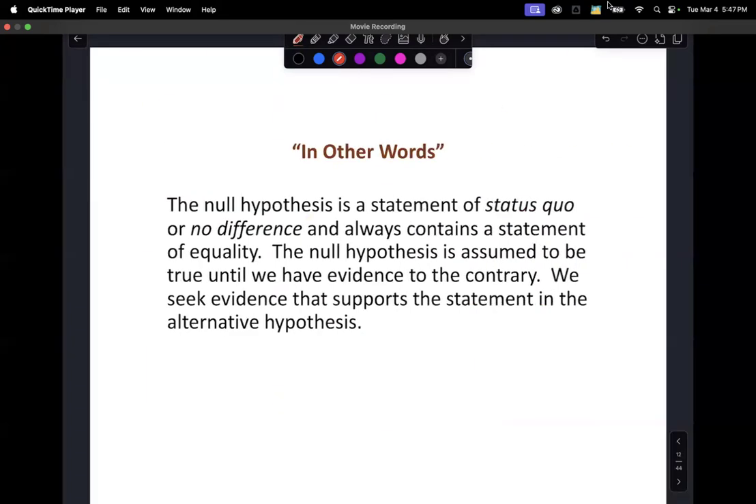All right. In other words, the null hypothesis is the status quo. No difference. It always has equality. So we assume the null hypothesis is true until we have evidence to the contrary. Okay, we're trying to find evidence to support the alternative hypothesis. You're trying to find that evidence.